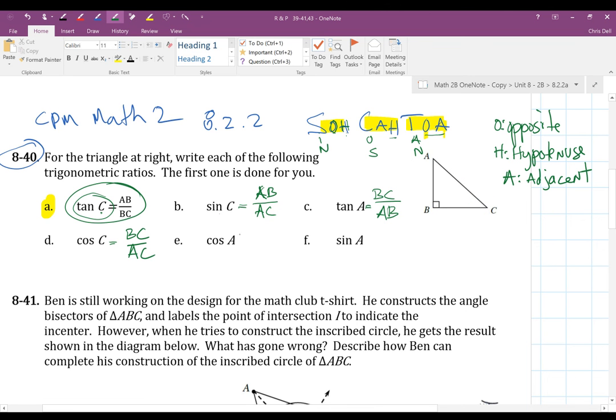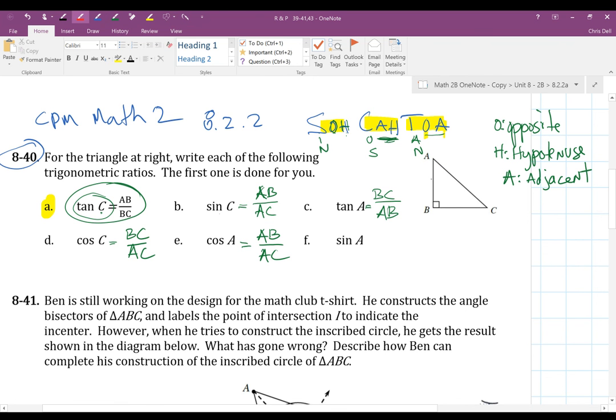Now let's look at cosine of A. There's A. Cosine, once again, is adjacent over hypotenuse. Now my adjacent is AB this time, so the numerator is AB in my ratio, and the hypotenuse is AC.